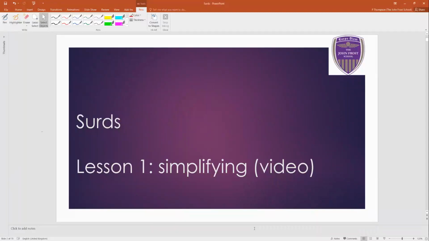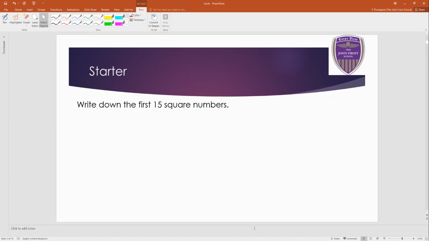Hello, welcome to this lesson on simplifying surds. This is all non-calculator work. Okay, so the starter here, have a go at the starter, just pause the video, have a go, and write down the first 15 square numbers.